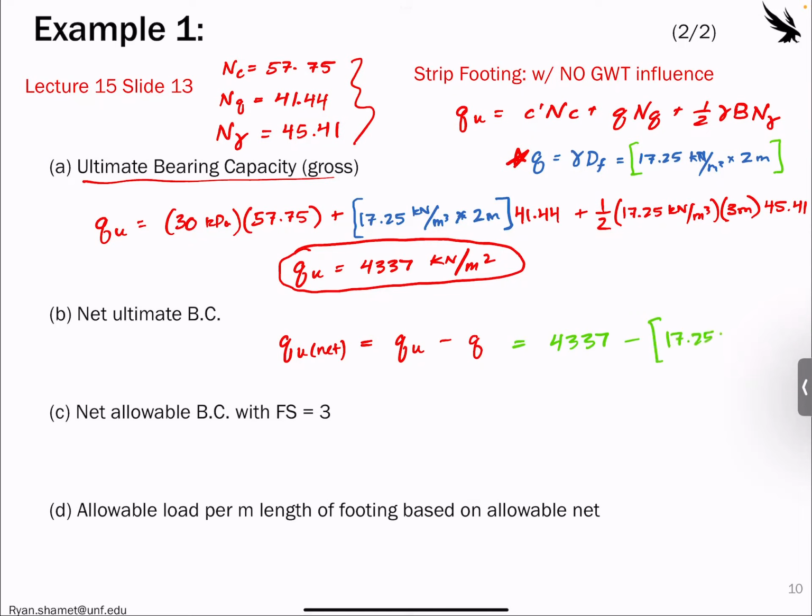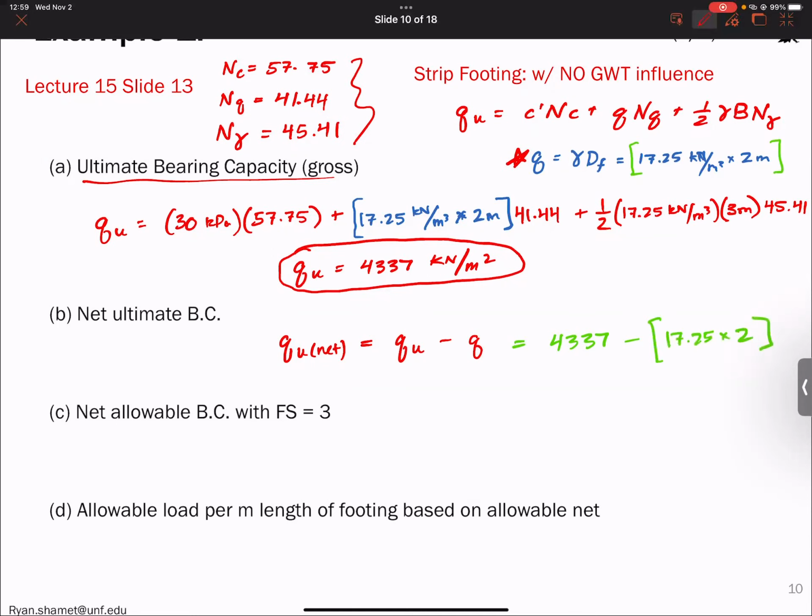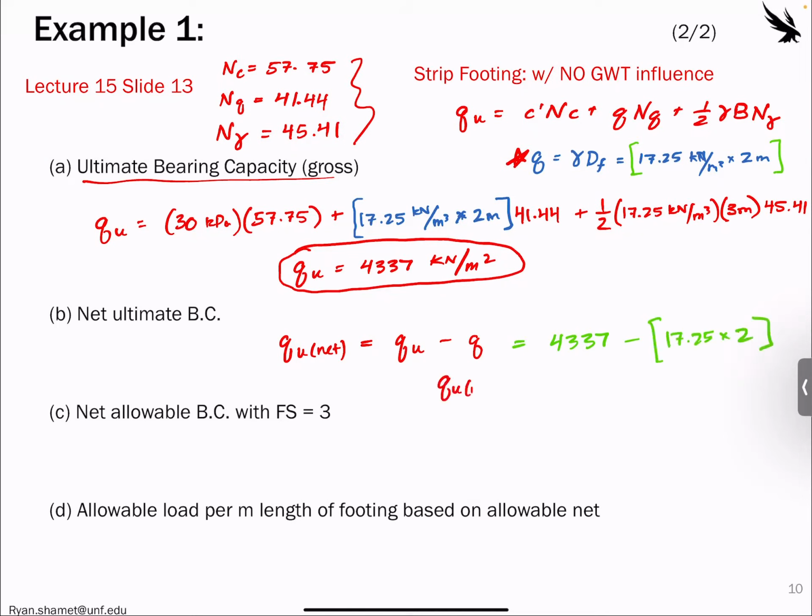17.25 times 2. And what we get here for QU net is going to be 4,302 kilonewton per square meter. So the net is, again, like erosion, future construction or something.